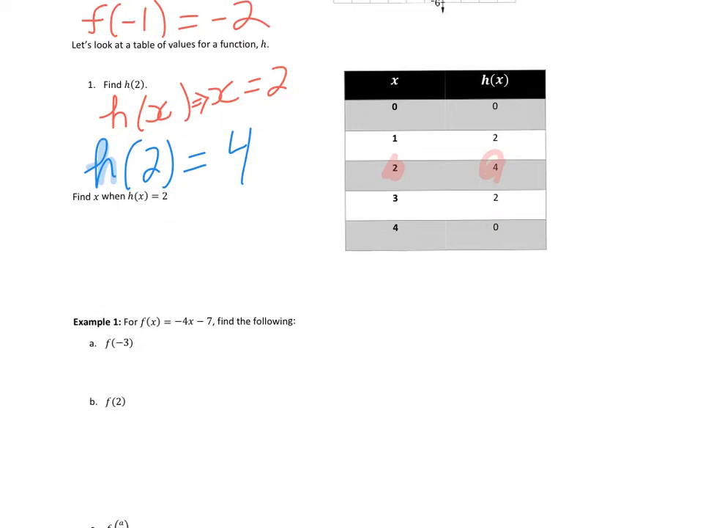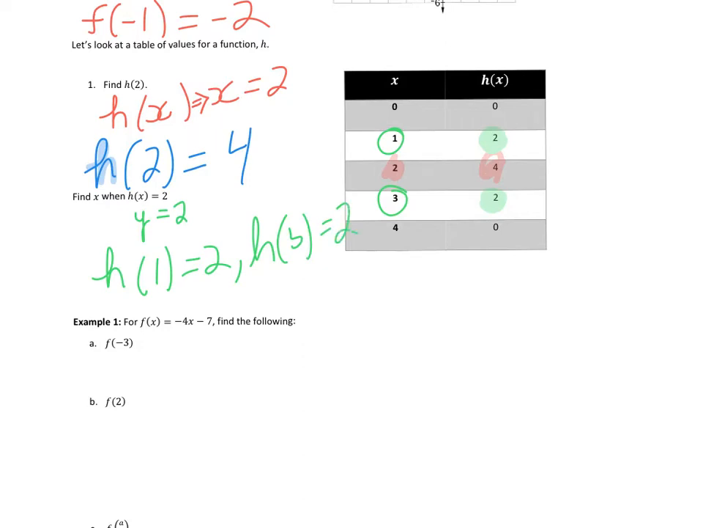All right, and finally, find x when h of x is 2. So again, until you get used to the notation, you can always write when y equals 2. All right, and y equals 2, I'll do it in green, happens in two places. h of x is 2 there and there. So what are the x values? 1 and 3. So we can write something like h of 1 equals 2, and h of 3 equals 2. We can also write the answer as x equals 1 and 3.